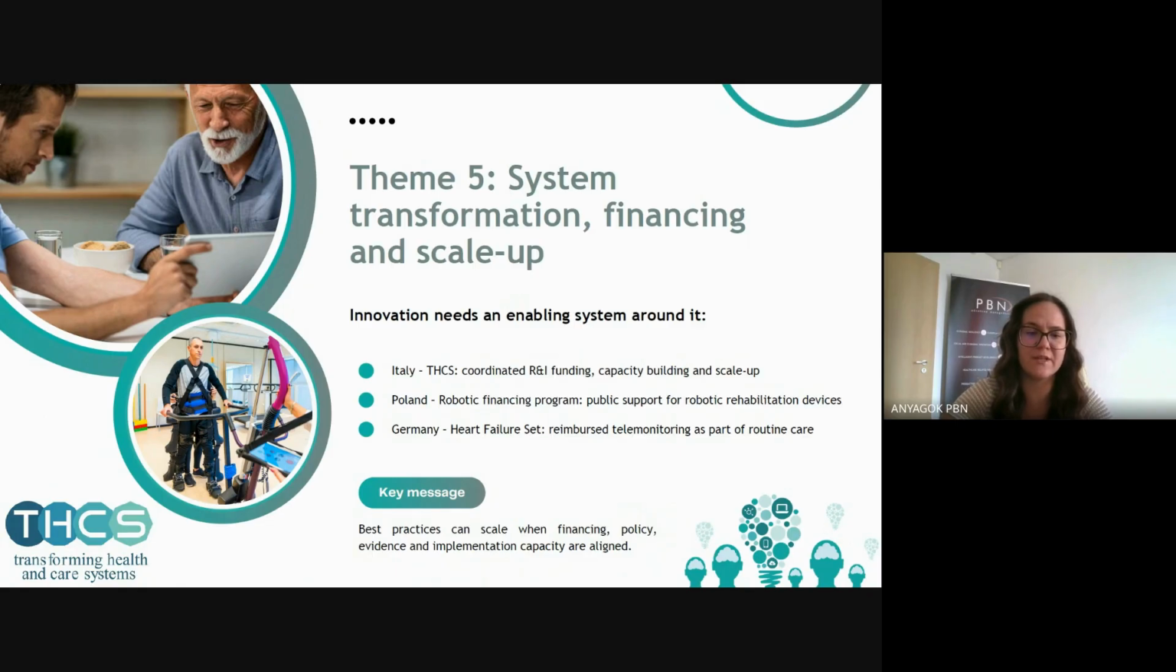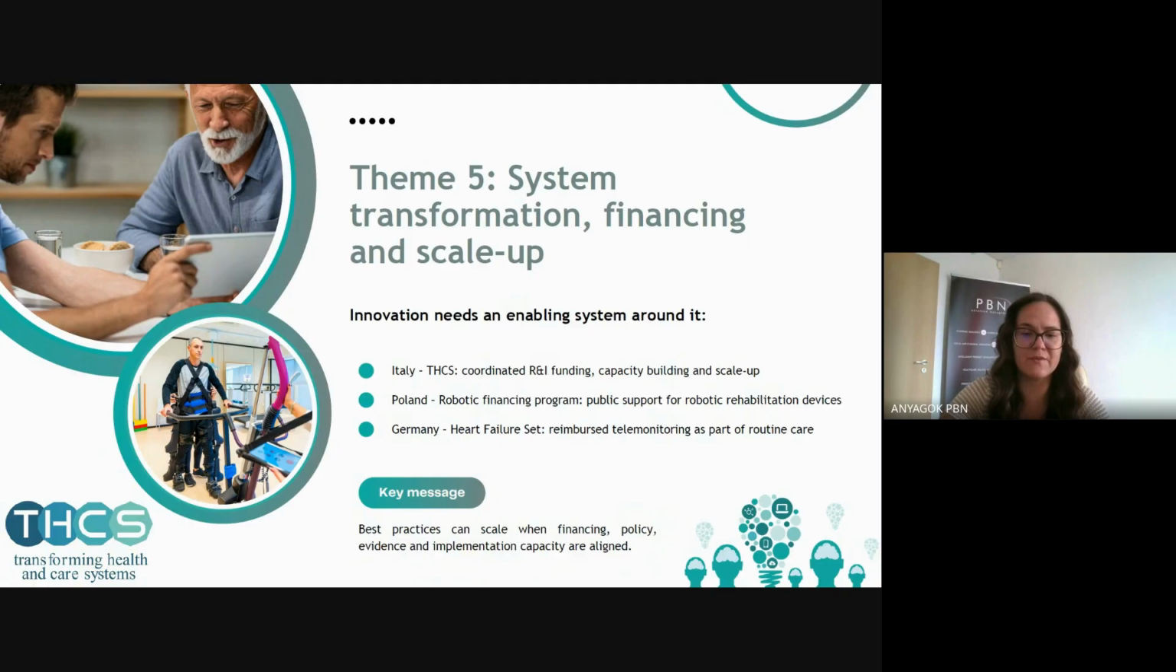The Polish robotic device financing program shows how public funding can help healthcare providers acquire advanced rehabilitation technologies. And the German heart failure case also fits here because it shows how telemonitoring becomes more sustainable when it is integrated into reimbursement and routine care. The key message is that best practices can scale when financing, policy, evidence, and implementation capacity are aligned.